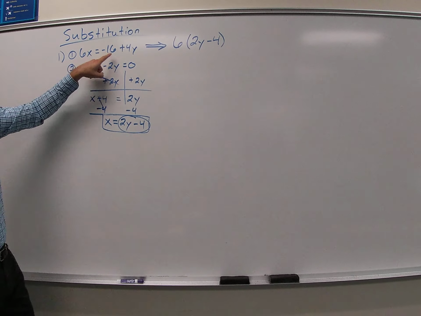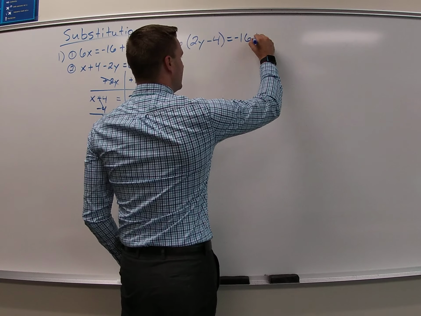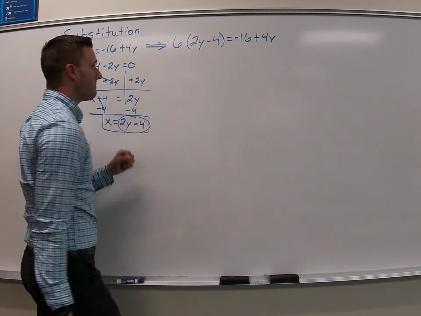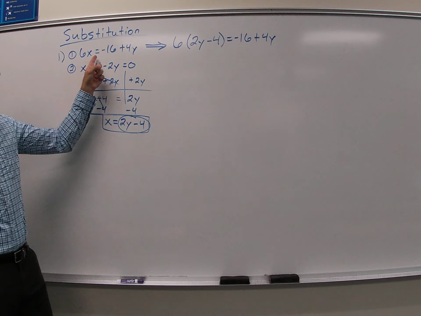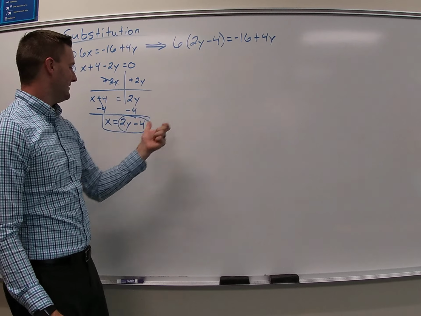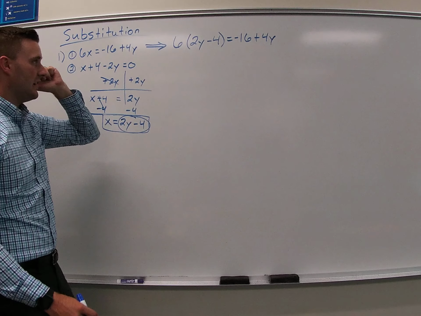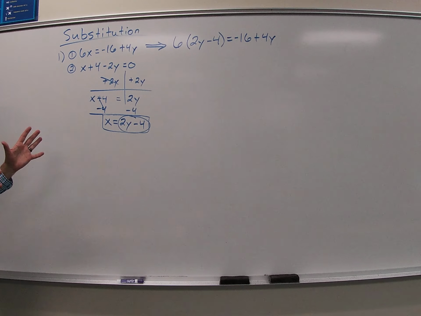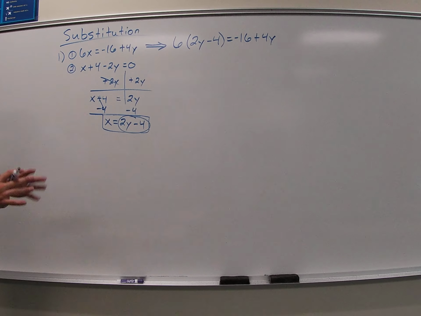Now this equals a negative 16 plus 4y. So I'm just going to copy that down. Negative 16 plus 4y. So do you see how this is the same? 6x equals negative 16 plus 4y. 6x, being represented by 2y minus 4, equals negative 16 plus 4y. So the first goal is probably the hardest. Get a variable by itself and substitute. Once you do that, the rest is just solving.